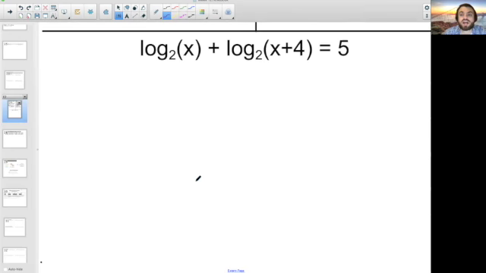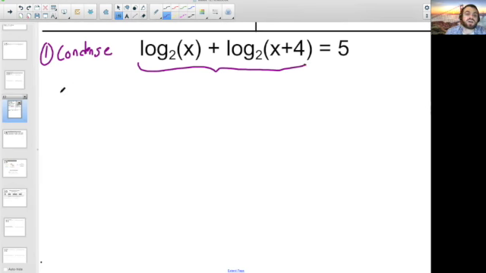So I'm going to scroll down, write it just like this. Remember, you got 4 steps. First, you're going to want to condense the logs into a single log. So you see there's 2 logs on the left. You're going to use the laws of logs to condense. Second, you're going to exponentiate. That's when you turn both sides into powers of the same base. Be aware of what base you want to use.